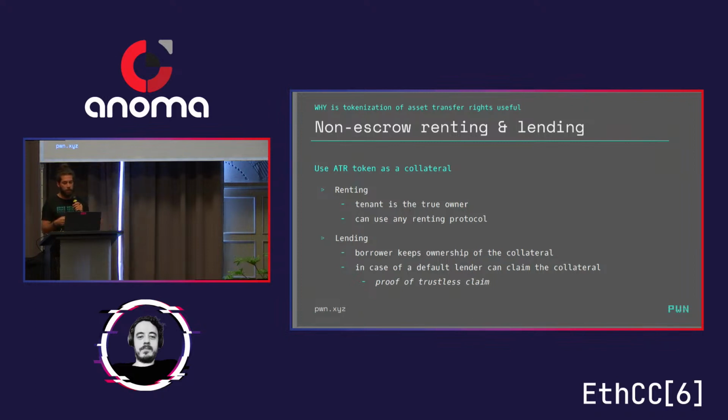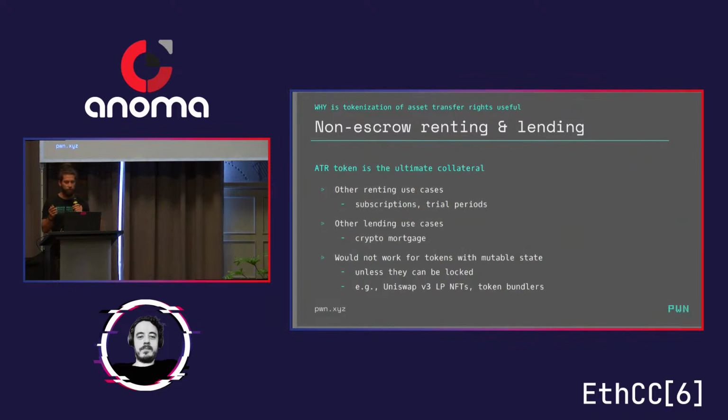In a lending case, the borrower still keeps the ownership of the collateral. He can use all the utility, and everything is nice. In case of default, the lender can claim the collateral, and it's like a proof of trustless claim, let's say. It goes down to the fact that ATR is the ultimate collateral. It's very nice to use it in these non-escrow renting and lending use cases. Other use cases could be subscriptions, trial periods, crypto mortgages.